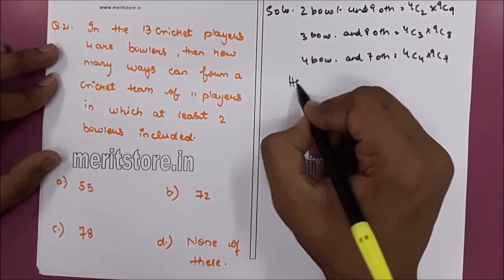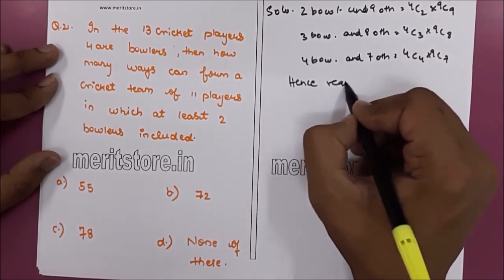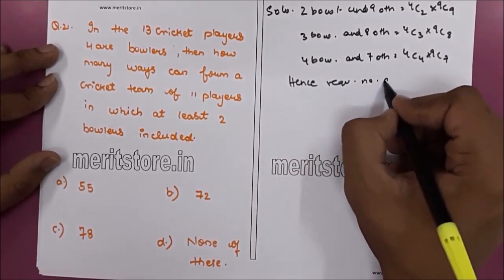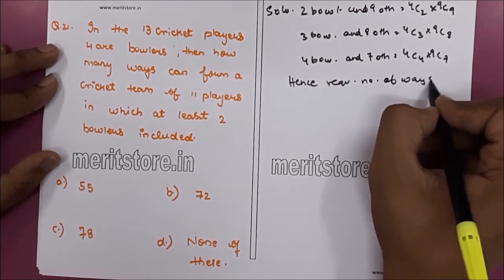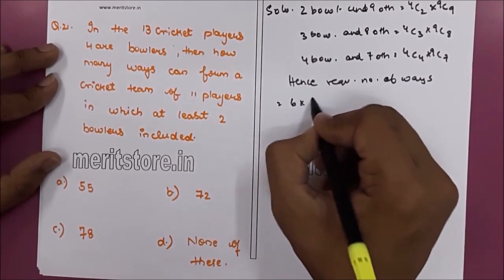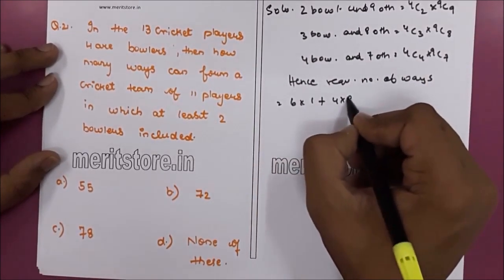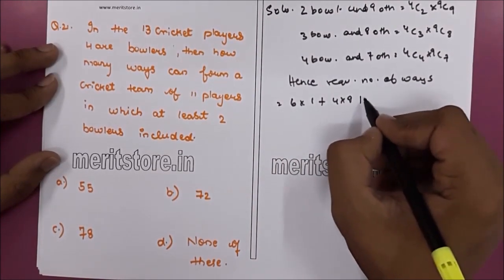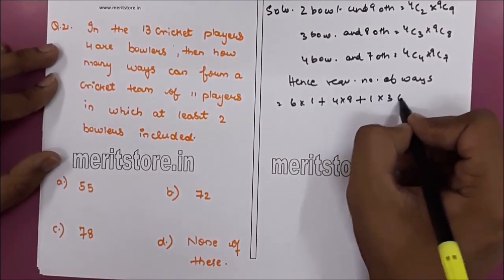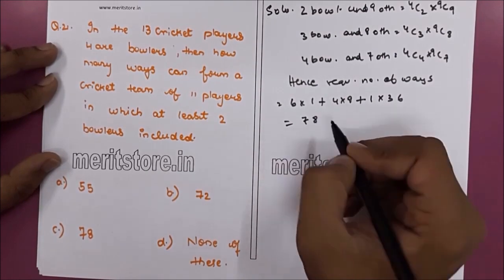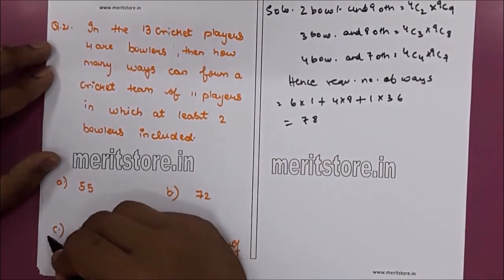Hence, required number of ways is equal to 6 into 1 plus 4 into 9 plus 1 into 36, that is equal to 78. Therefore, option C is correct.